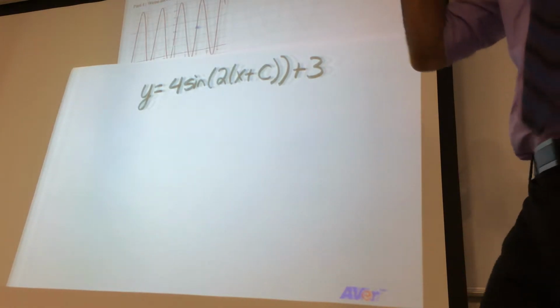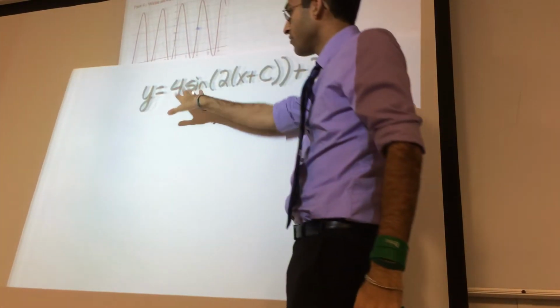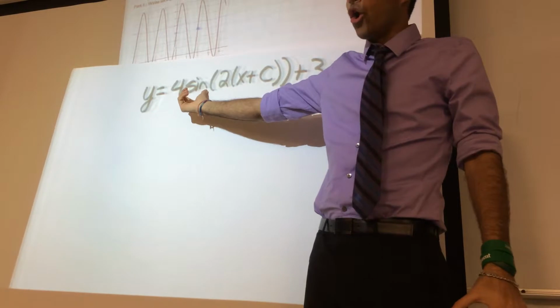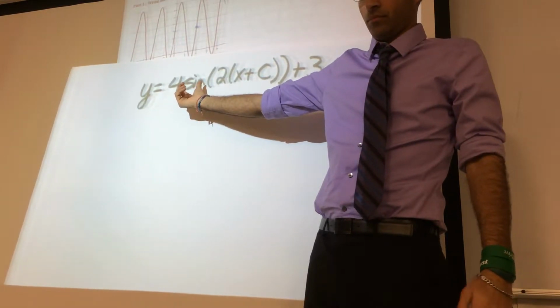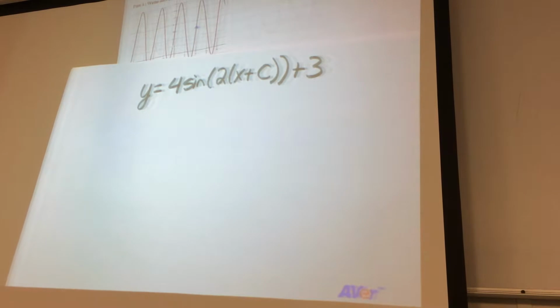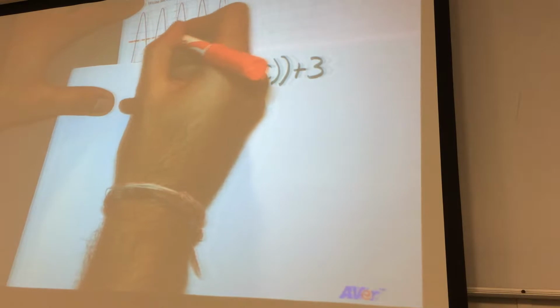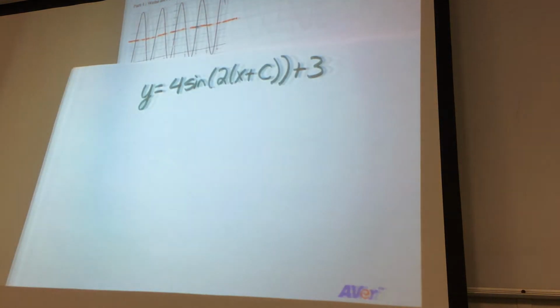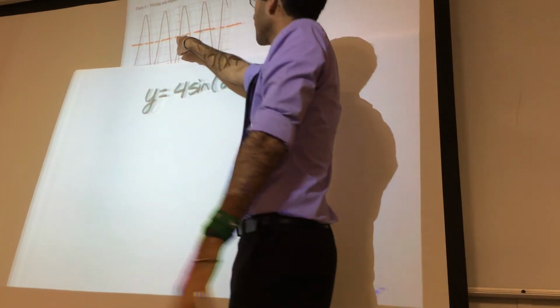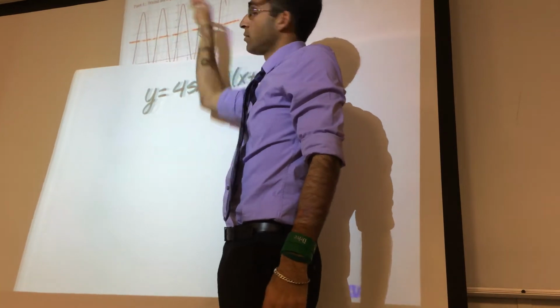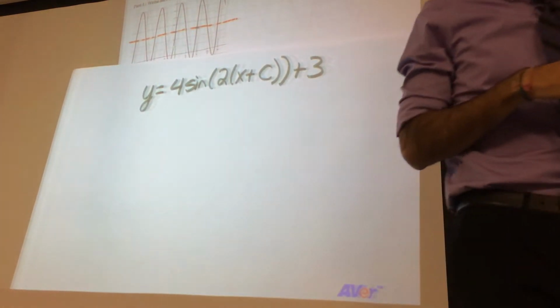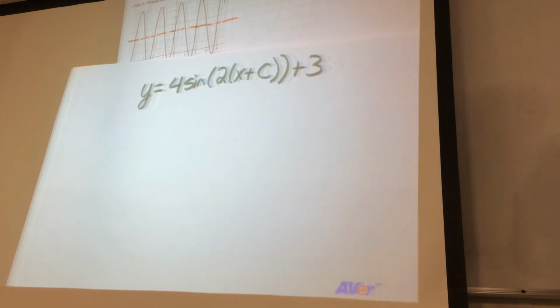The way to think about it is the following. We know from the previous discussion that sine always starts at the midline. Let me draw the midline in here. Sine always starts at the midline and goes up. Let's look at this graph. This graph starts at the midline and goes up. There has been no shift. We are starting where we are supposed to start.